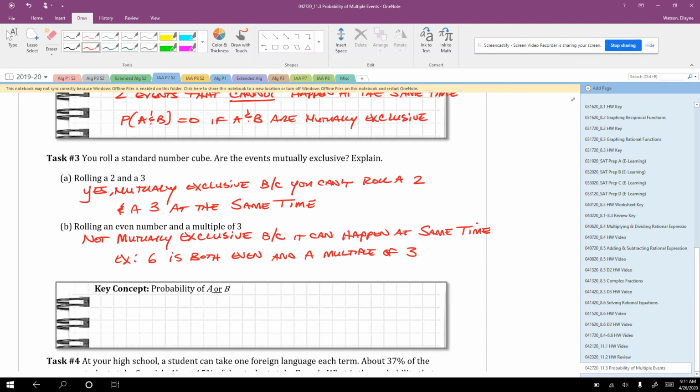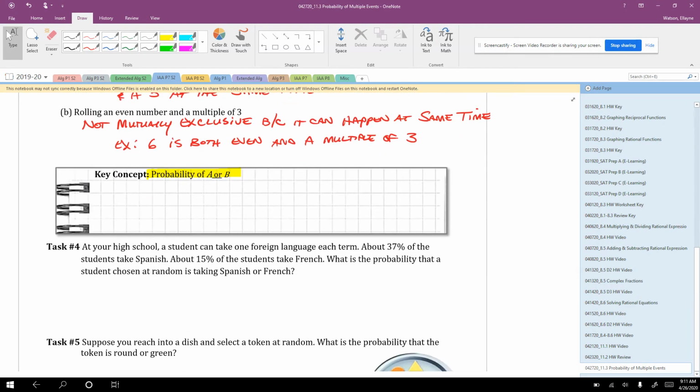Okay, so why do we care? Because that plays a part when we do the or statements. So now we're looking at the probability of A or B occurring. All right, so here's our formula. Probability of A or B is equal to the probability of A plus the probability of B minus the probability of A and B. Okay, so this is definitely one that you should be writing down. I'll do it again. The probability of event A or event B occurring is equal to the probability of event A plus the probability of event B minus the probability of event A and B occurring. Now, here's the deal.